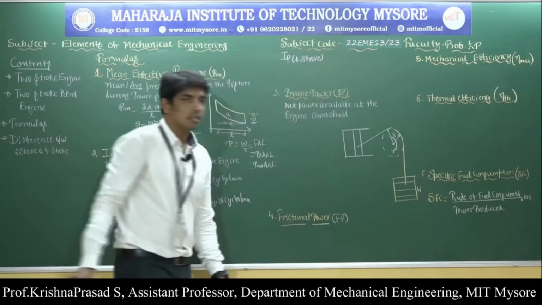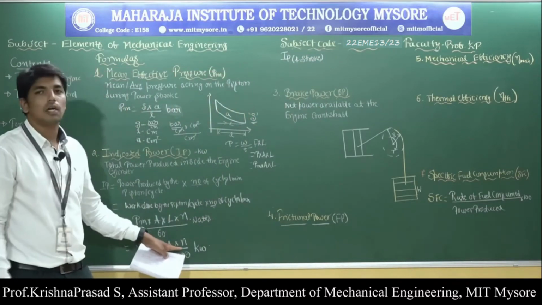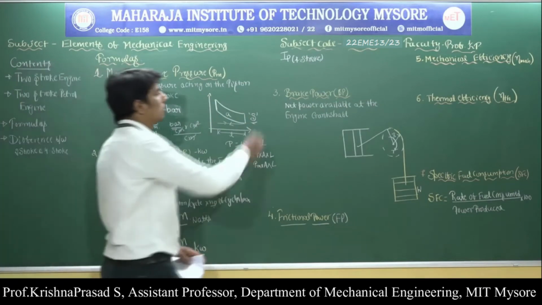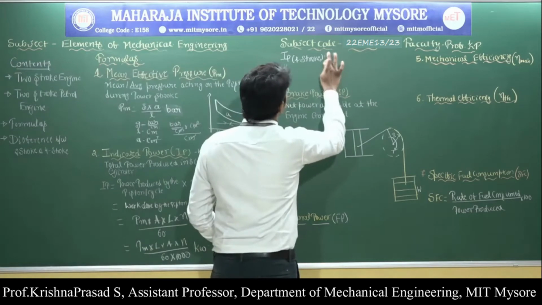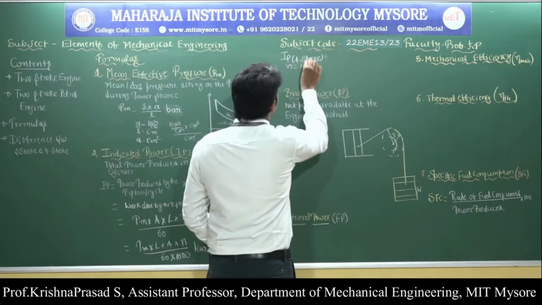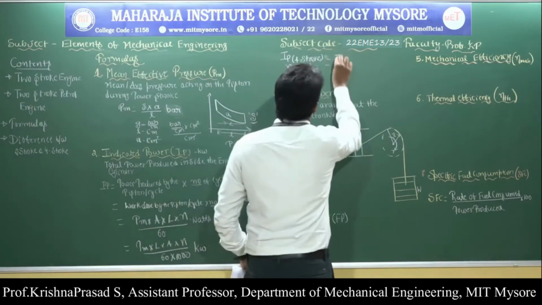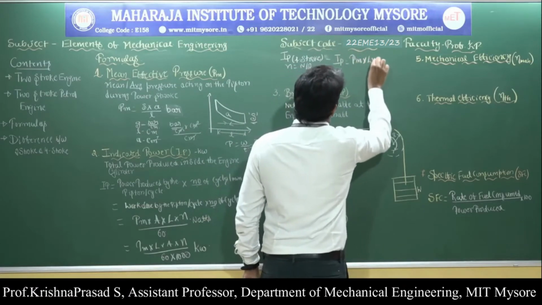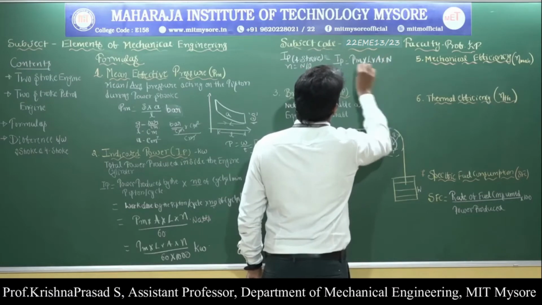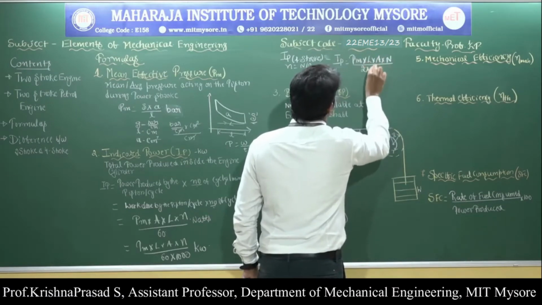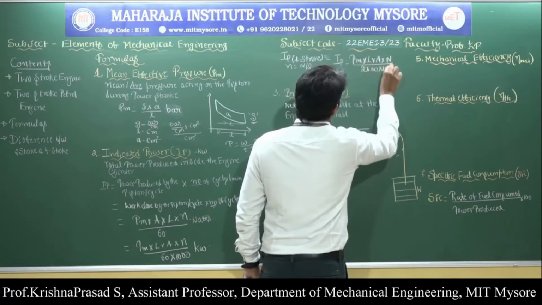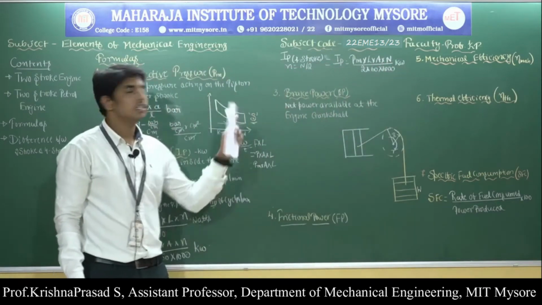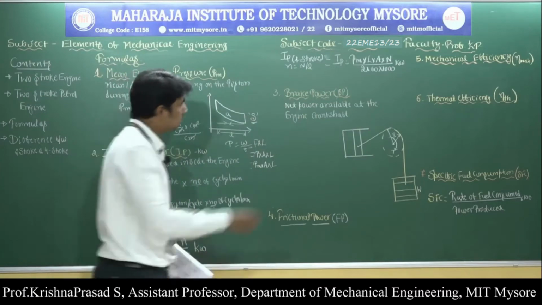We all know that in the case of the 4-stroke engine, the number of cycles is equal to the engine crankshaft speed divided by 2. That is, small n is equal to capital N by 2. Therefore, the formula now becomes IP = Pm L A N / (2 × 60 × 1000) kilowatts. This is the indicated power for the 4-stroke engine.